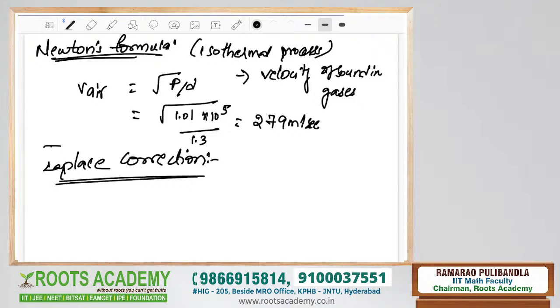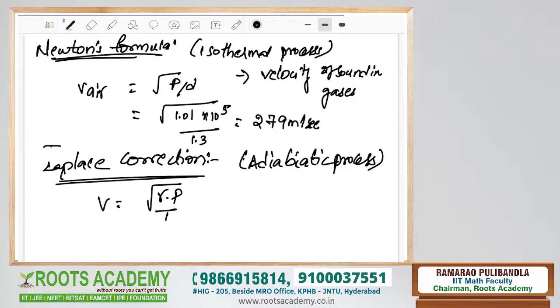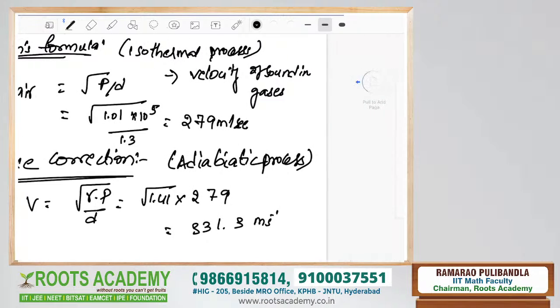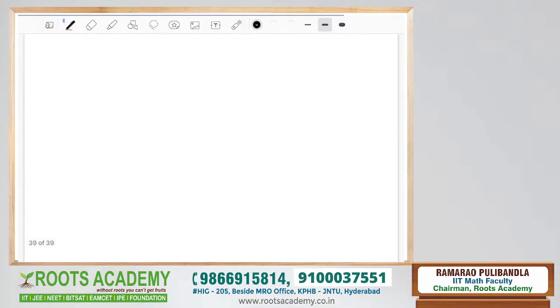So here we are assuming this as an adiabatic process. So we will get the velocity as v equals the square root of gamma into rho divided by d. As we know, the square root of rho divided by d from Newton's formula is 279, so this gives you 331.3 meters per second. So this is about the velocity of the sound in gases.